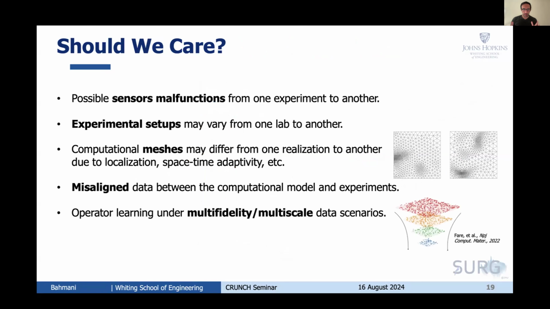Okay, so should we care about this sort of problem? It turns out yes, because the sensor could malfunction from one experiment to another. Or, in the computational sense, many times we have to operate on meshes with a completely different number of nodes, or different density in terms of how refined they are. And in the multi-fidelity, multi-scale scenario, we also have data from different scales that are not necessarily aligned.